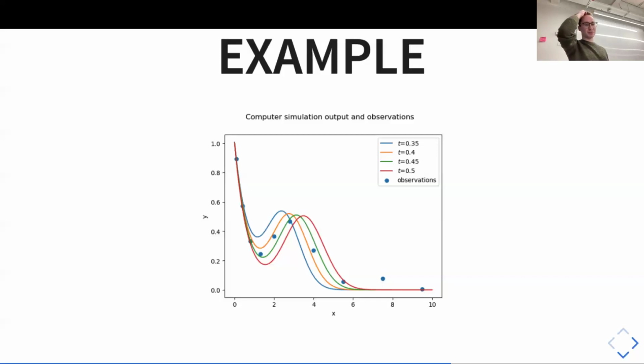I've also put on there some observations. So we've made some observations from some true process. They're slightly noisy. And you can get a visual guess from this that somewhere between the orange line and the green line, we've probably got a good fit somewhere.